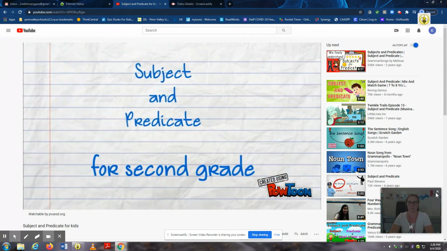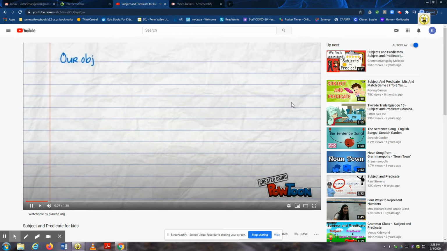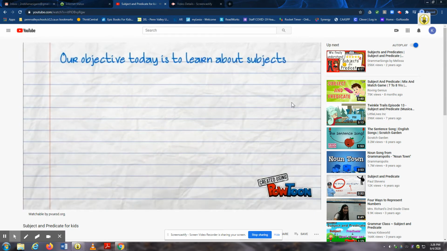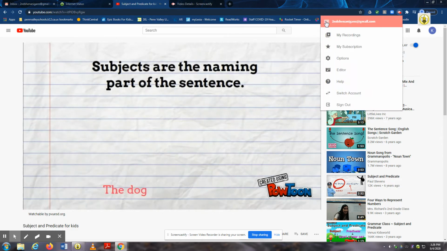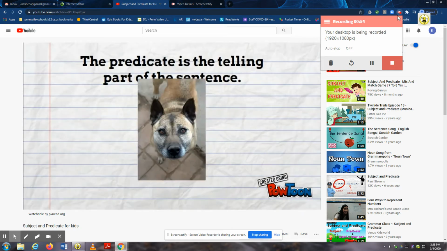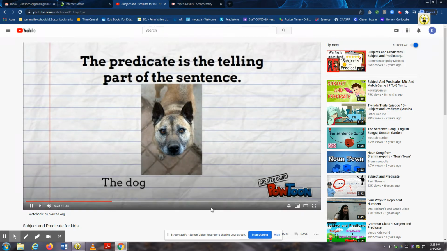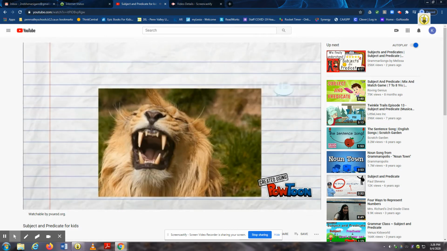Hey second graders, today we're talking about subjects and predicates. So our objective today is to learn all about subjects and predicates and to be able to identify them and locate them within a sentence. The subject is the naming part of the sentence. For example, the dog ate my homework. The dog is the subject in this sentence. The predicate is the telling part of the sentence. So if we look at the same example, ate my homework is the predicate of the sentence.